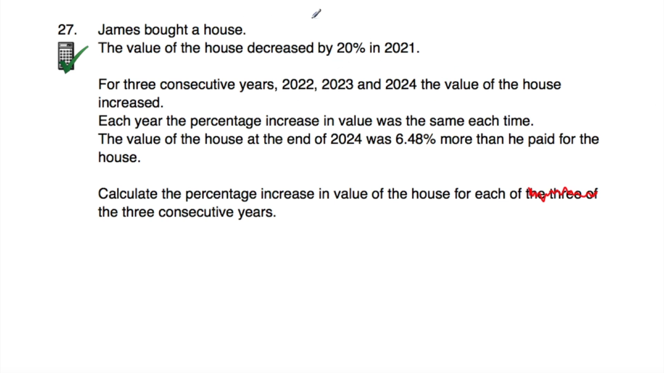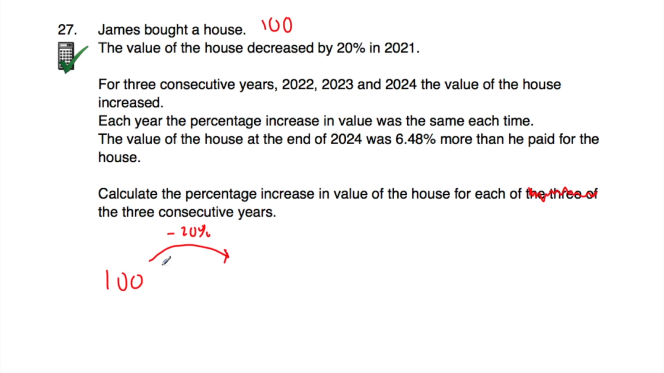Okay, so to start with, I'm going to consider the value of the house at the very beginning. Now I could let it be what the price of a house would be, like £200,000, £300,000, something like that. But I'm just going to let it be 100 to begin with. And the reason I'm doing that is it just makes it a bit easier to work out these percentage increases and so on. Okay, so it was 100 to begin with. So that's it at the beginning of 2021. And then it goes down by 20%.